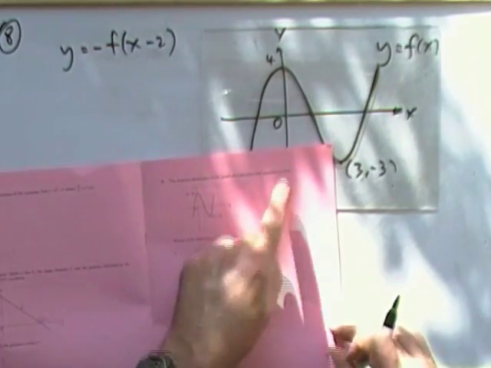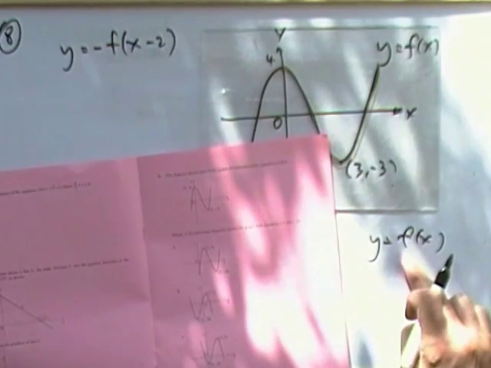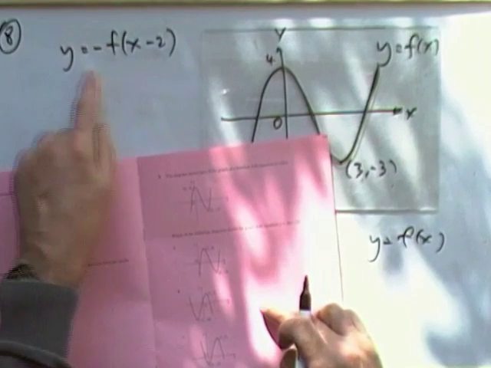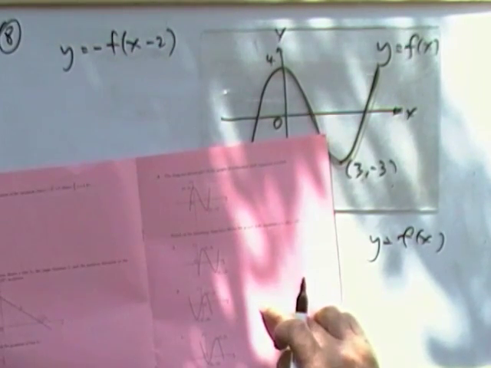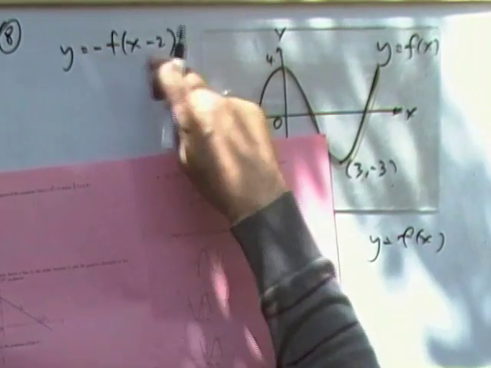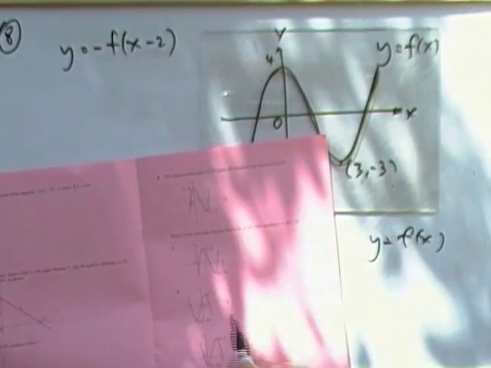Y equals f of x. This one, f of x stood for the old y coordinates. This one says the new y coordinates are going to be the negative of the old y coordinates. That's the function after, that's the answers. Inside the brackets, that's the values you put in before the answers are worked out.